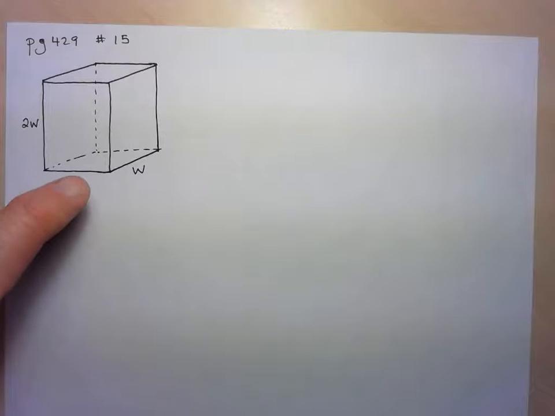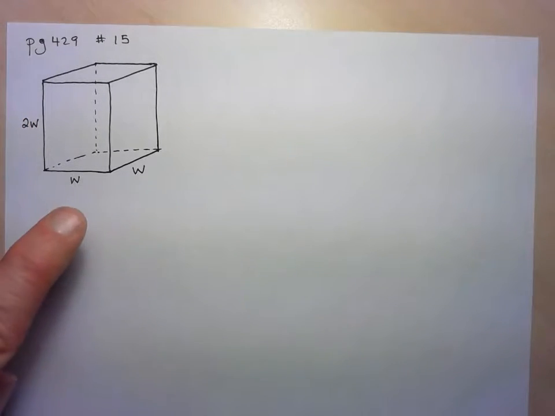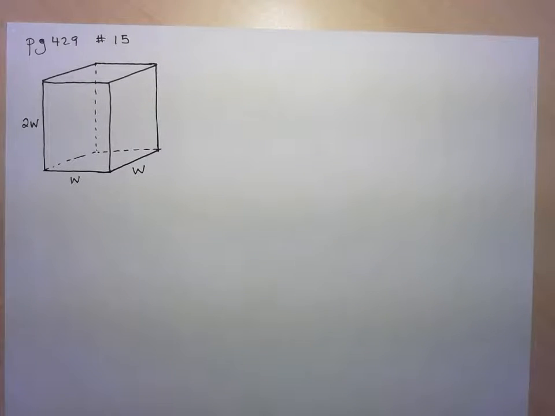You notice here that the base has equal sides, and the height of the box is twice the width of the base. That's why the height here is just 2 times whatever I chose to call my base, which was W. In part A, it wants us to show that the longest thin rod that can be encased in the box has a length of root 6 W.